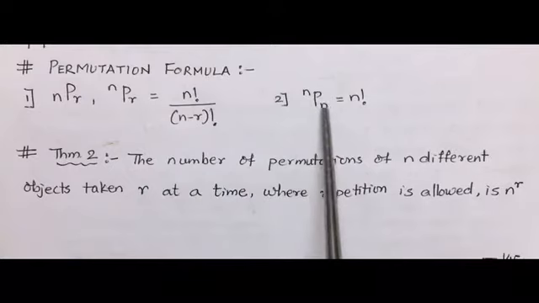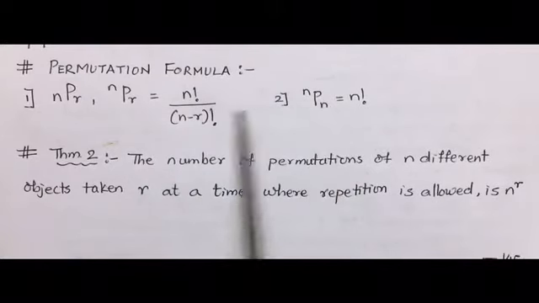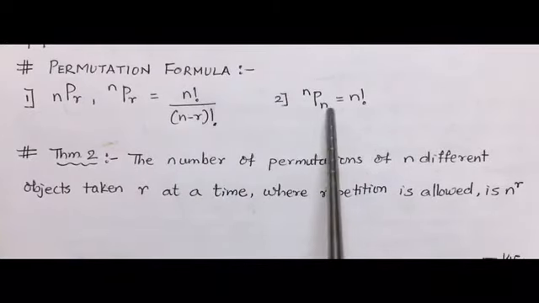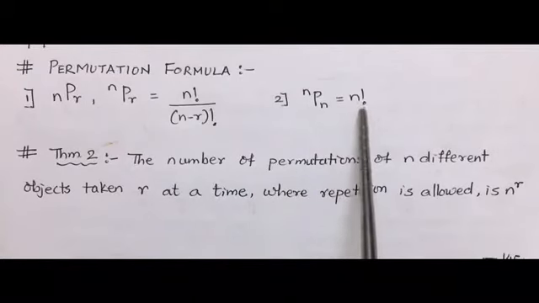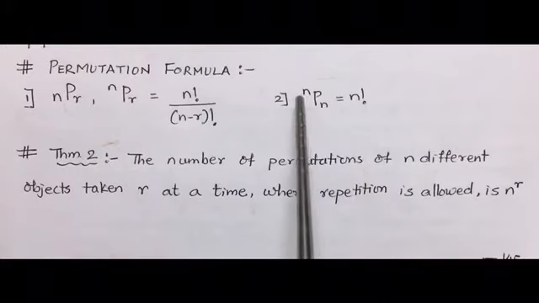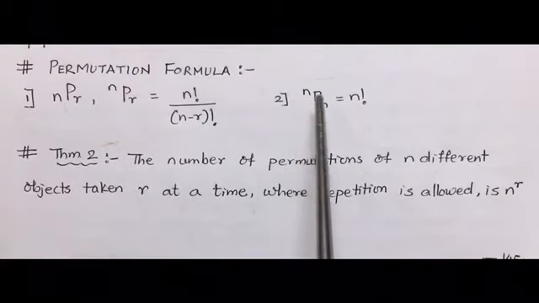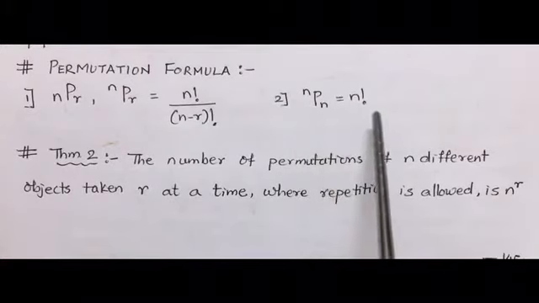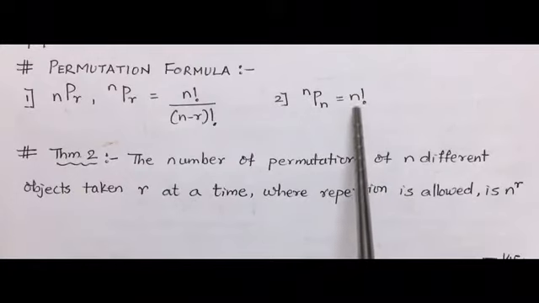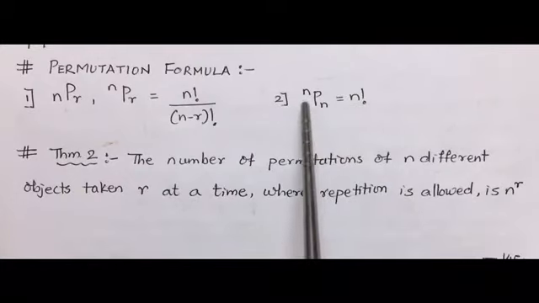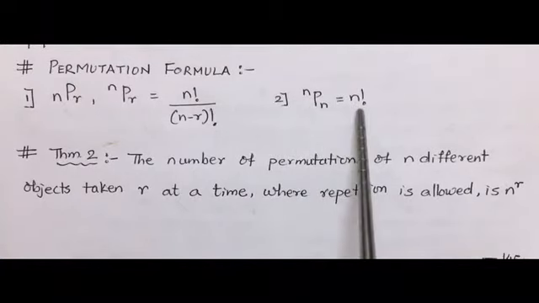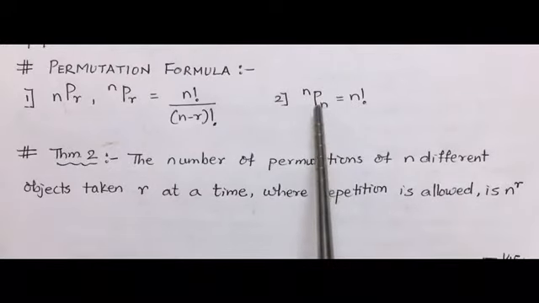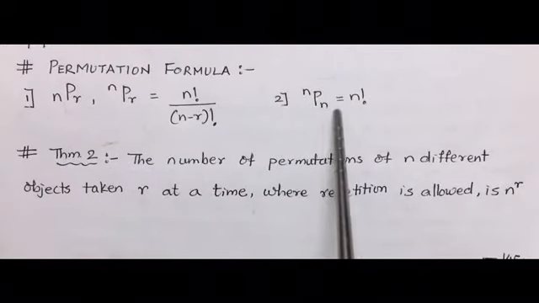If nPn is to be calculated, that is, if the value of r is also n, then nPn is equal to n factorial. That means if the values of n and r are equal, we directly take it as n factorial. Say for example 5P5, that means directly 5 factorial is written. So this is how the formula of permutation can be used.